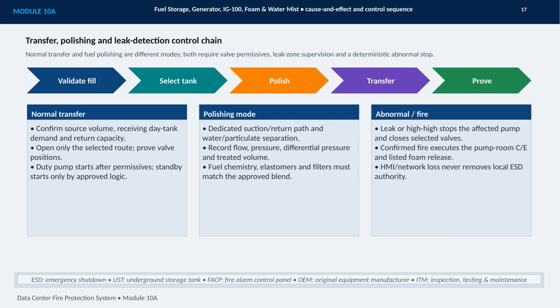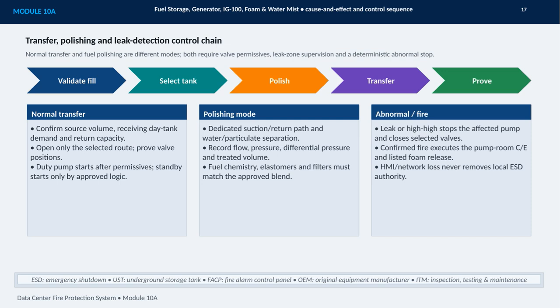Polishing uses a dedicated suction and return path, with water and particulate separation. The system should record flow, pressure, differential pressure, and treated volume, while confirming that the fuel chemistry, elastomers, and filters are compatible with the approved blend.